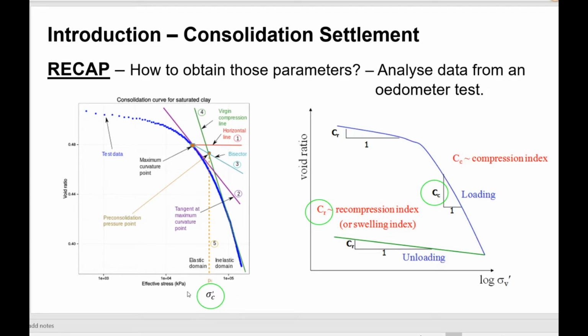For example, if we want to determine the pre-consolidation pressure from the odometer test data, you need to plot the void ratio versus the log effective stress. By using this graphical method, you can get the pre-consolidation pressure. Also, you plot the void ratio again with the log stress, so you can get the compression index at the slope area here. So this is the compression index, and when unloading the load during the odometer test, you can get the swelling index here, Cs.